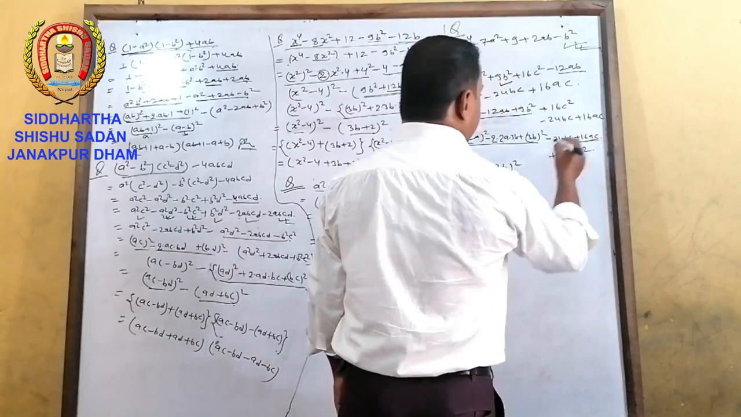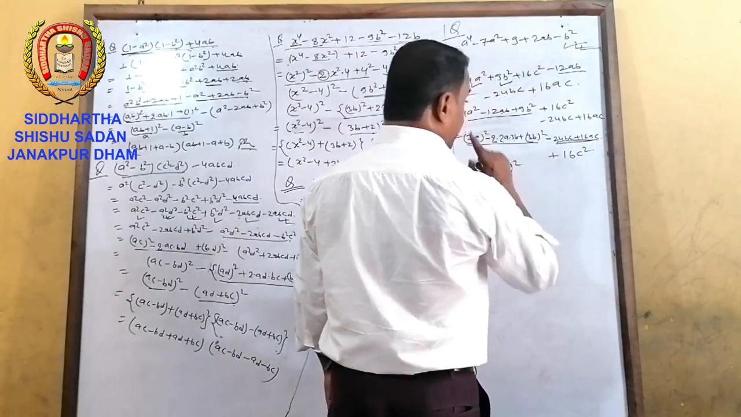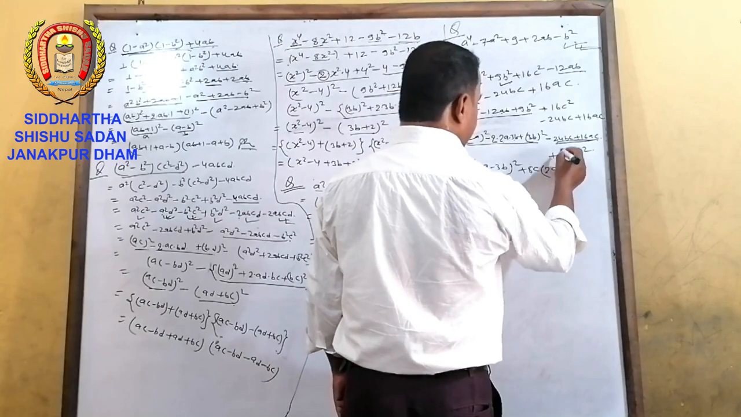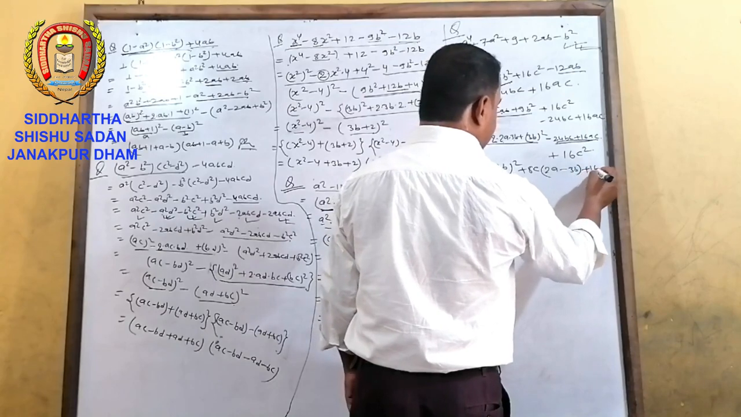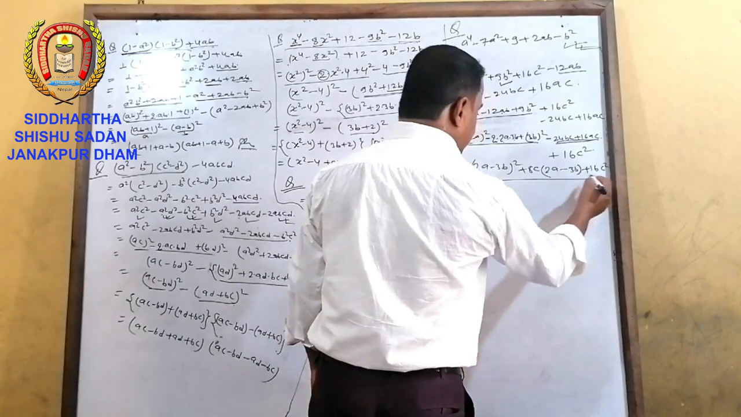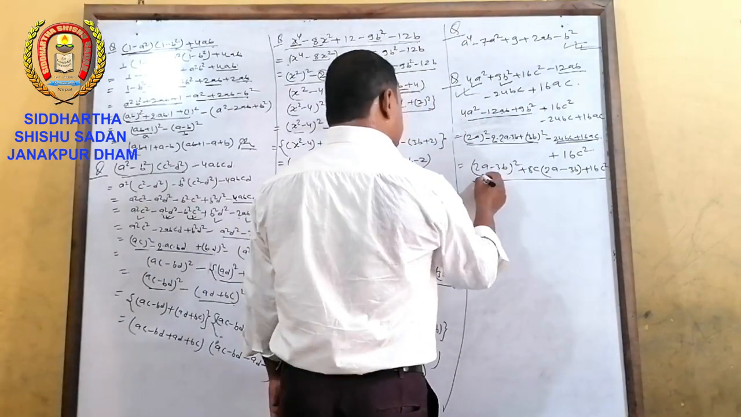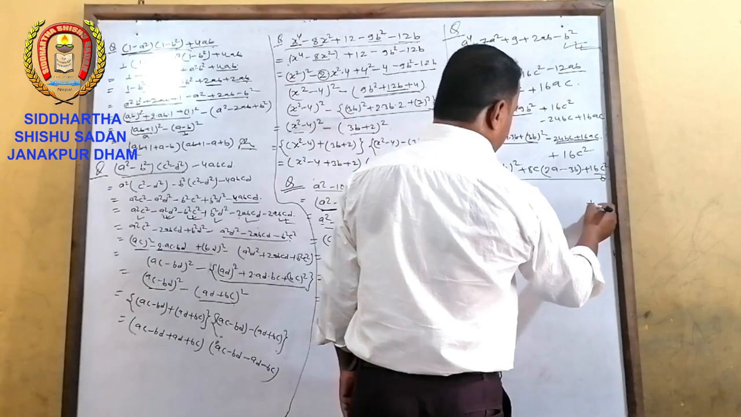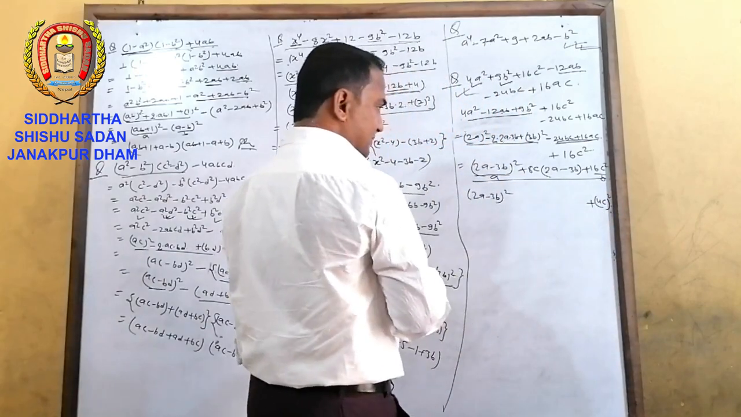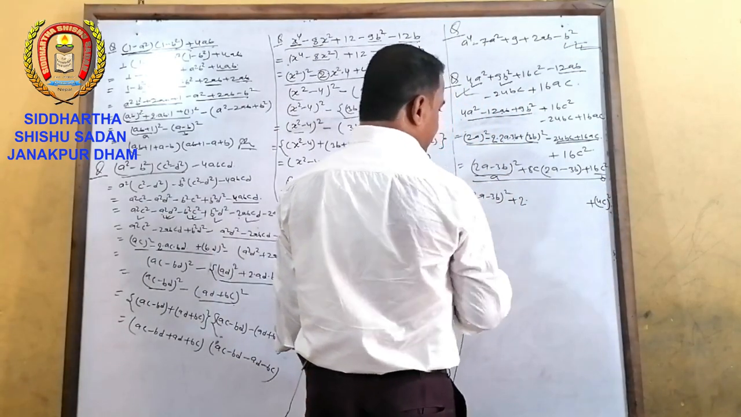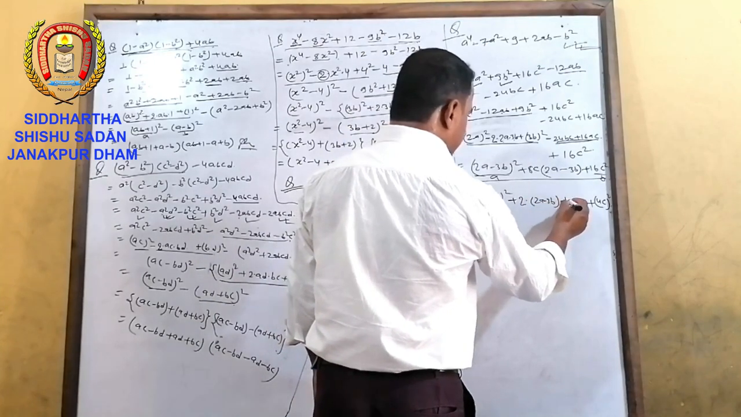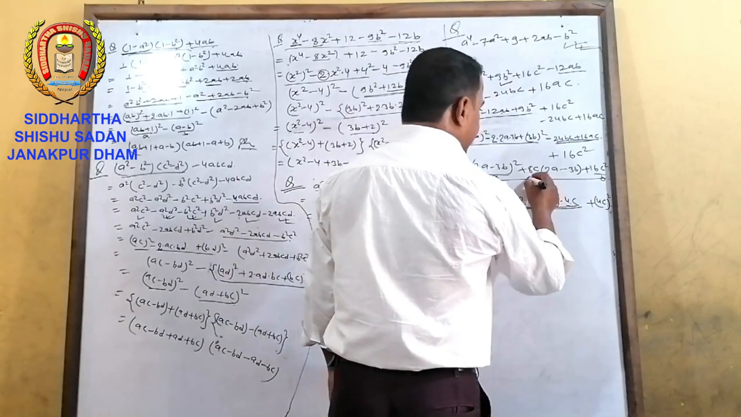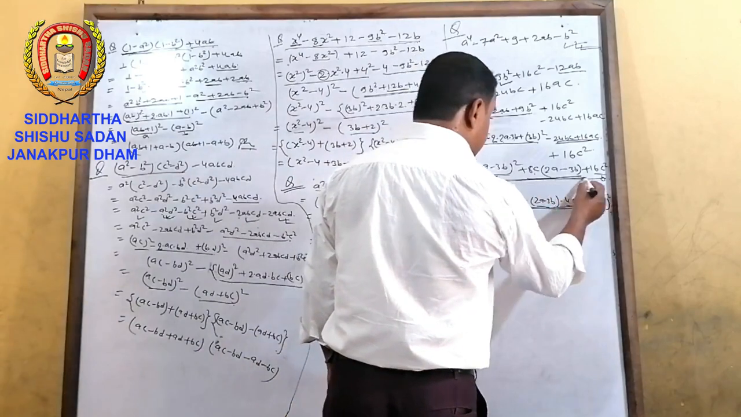Next, we have to take 8c common from these two terms: plus 8c times, here 8 times 2 is 16, 2a, minus 8 times 3 is 24, 3b, plus 16c square. Check whether these three terms are a perfect square or not. Look here, suppose this is a and this is b. It means 2a minus 3b whole square plus 4c whole square. Using formula 2, a means 2a minus 3b, b means 4c, and 2ab makes 8c into 2a minus 3b. It means these three terms are a perfect square.